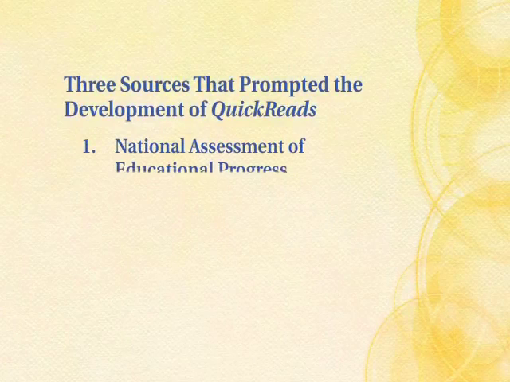There are really three sources that served as the impetus for my development of QuickReads. The first were the findings from the 1994 National Assessment, which came out in 1996. The National Assessment of Educational Progress included a special study that looked at the rate at which a selected group of students read the texts that they had been measured on in terms of their silent reading comprehension.